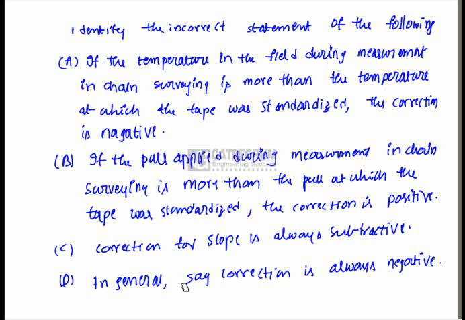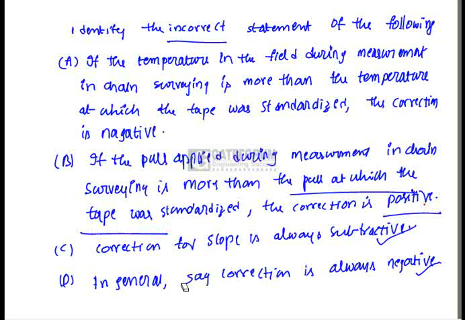Here we have to find out the incorrect statement. We will come from the bottom. In general, sag correction is always negative, it is correct. And the correction for slope is always subtractive, it is also correct. If the pull applied during measurement in chain surveying is more than the pull at which the tape was standardized, the correction is positive, it is also correct.